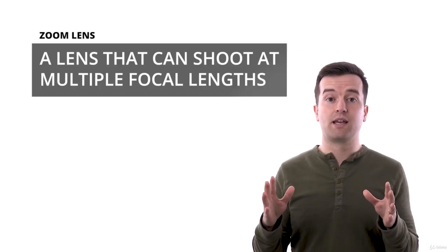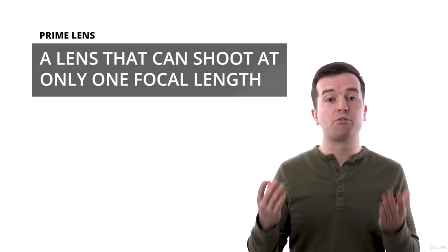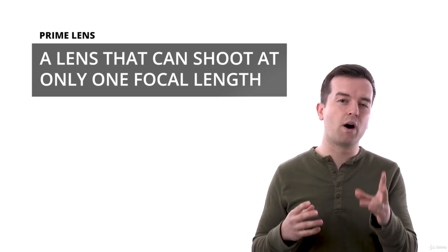A zoom lens can shoot at multiple focal lengths. For example, going from 24 millimeters to 70 millimeters. A prime lens is one that is fixed at one specific focal length. This is something we'll dive into deeper in the lens section.